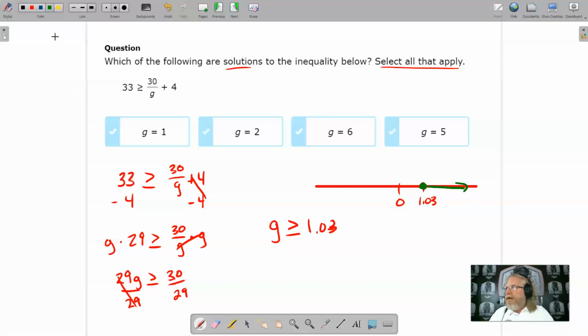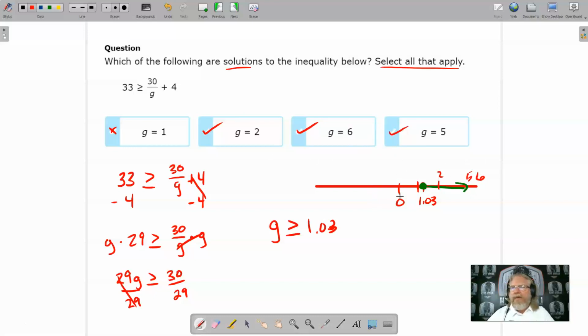Now we can start plotting those numbers and see which one's which. 1 is actually going to be just before 1.03, so 1 is not going to work. 2 is actually after it, so 2 would work. Good to go. 6 is going to be further down. Good. And 5 is going to be right in this area right here, so 5 is also good. 2, 5, and 6 all fit in that area.